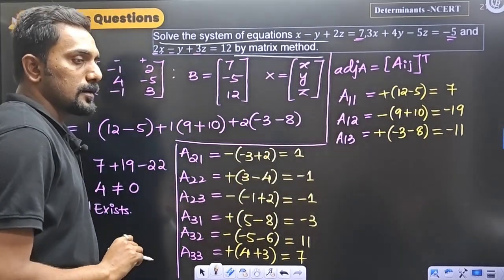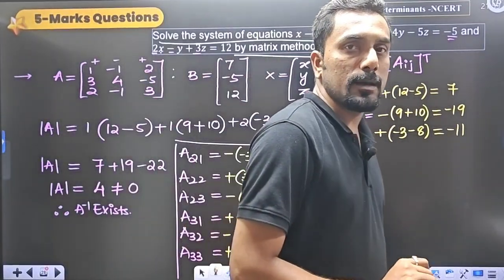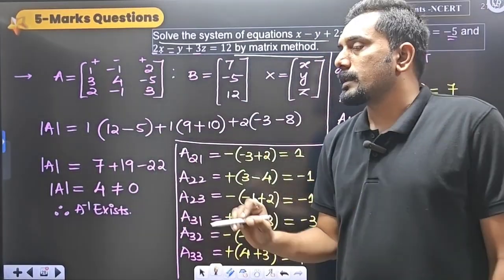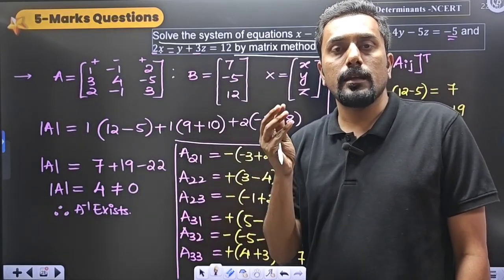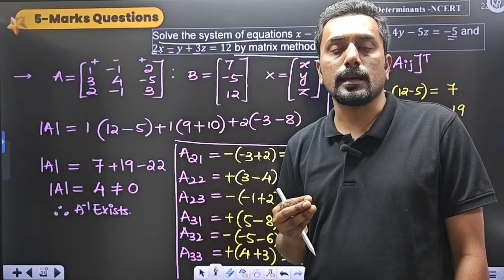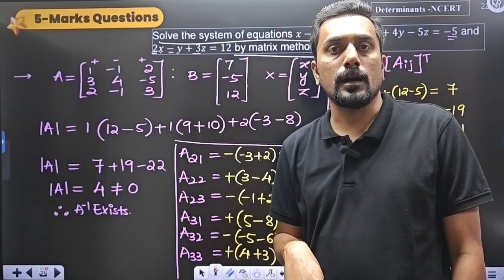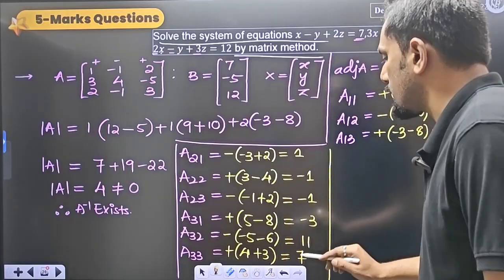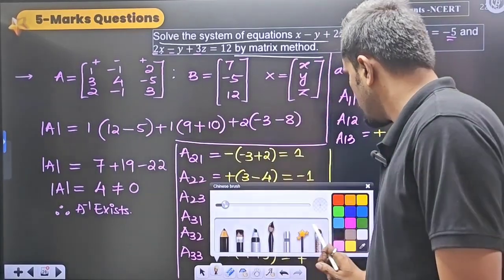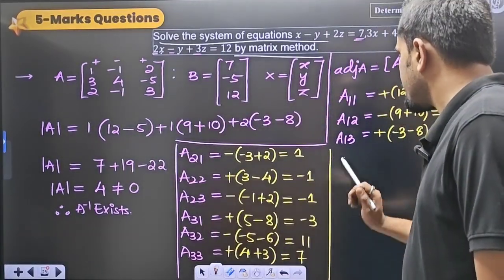Okay. In the board examination, they will clearly say in the scheme of evaluation that if any 5 cofactors are correct, then give 1 mark. Even if the answer is wrong, if the cofactors are correct, you will get 1 mark.